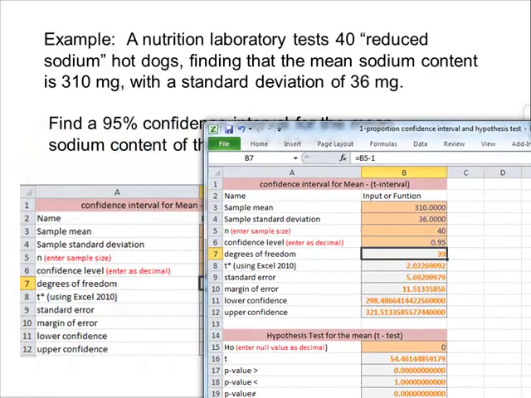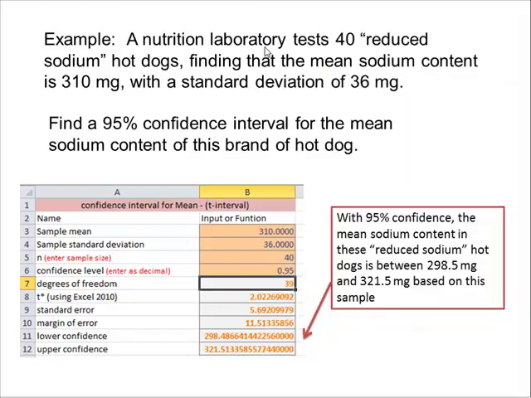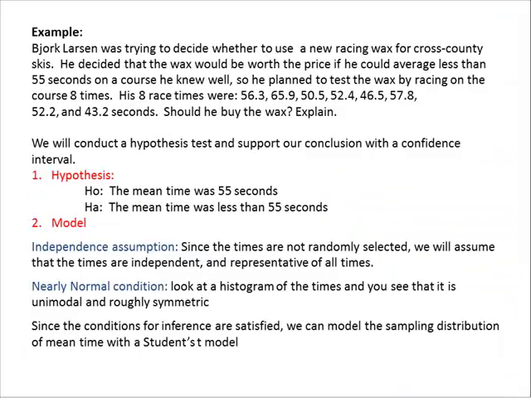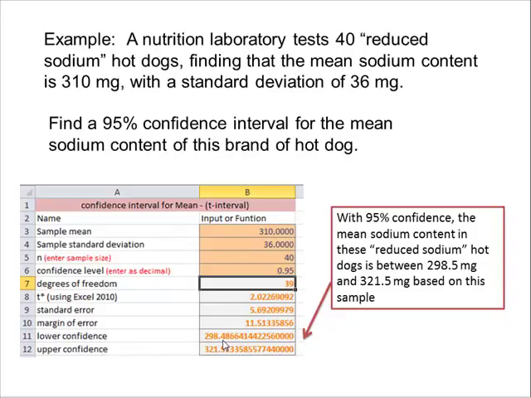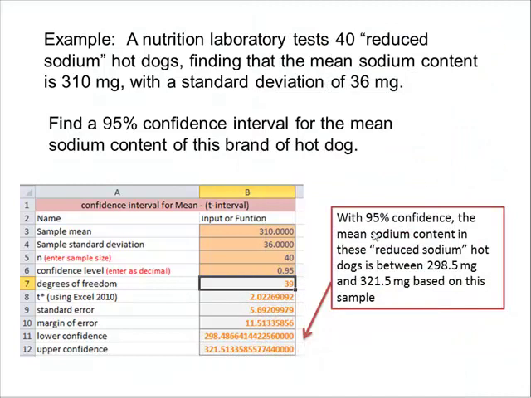The degrees of freedom is n minus 1 and such. Let's see if our numbers are similar to what they got here. Hopefully they are. So between 298.48 and 321.51. And that's the same numbers. So that's your lower confidence and that's your upper confidence. So in the context of the problem, we would say with 95% confidence, the mean sodium content in these reduced sodium hot dogs is between 298.5 milligrams and 321.5 milligrams based on this sample.